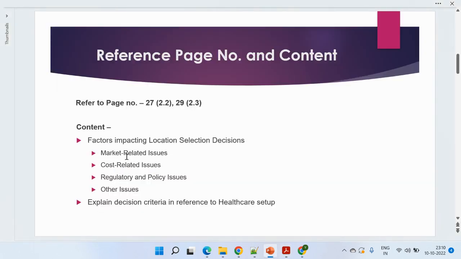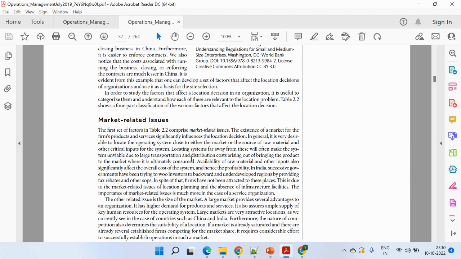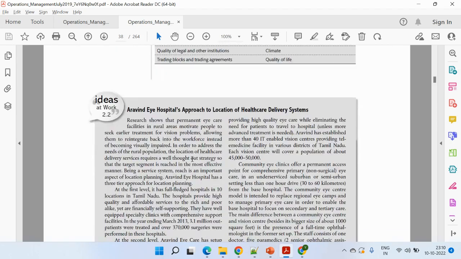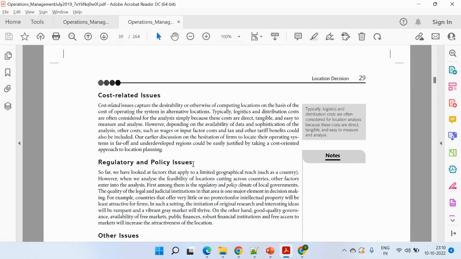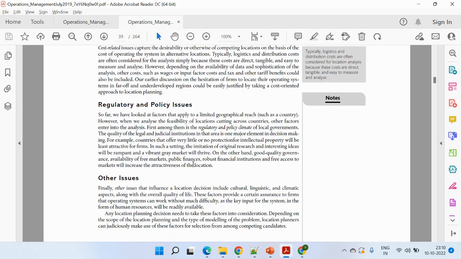So these are the certain factors: market related issues, the second one is cost related issues, the third one is regulatory and policy issues, and the last one is some other issues. So this is all about the generic part, that while taking the decision for location, these pointers you need to think of.